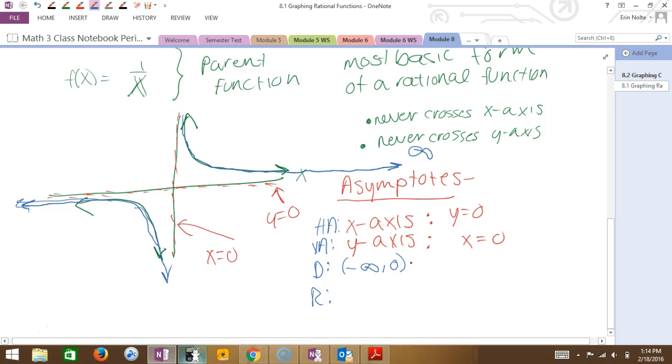And what does the parenthesis mean? It means it's not including 0, right? This parenthesis. If it was a bracket, what would that mean? Yep, and since it never touches 0, we can't do a bracket. We have to do the rounded parenthesis. Okay?